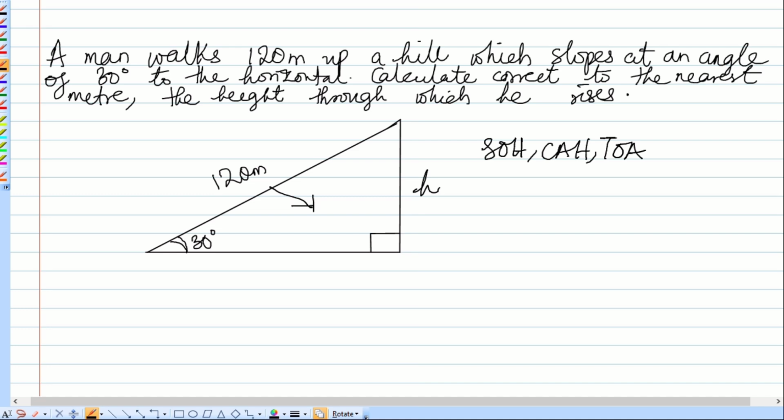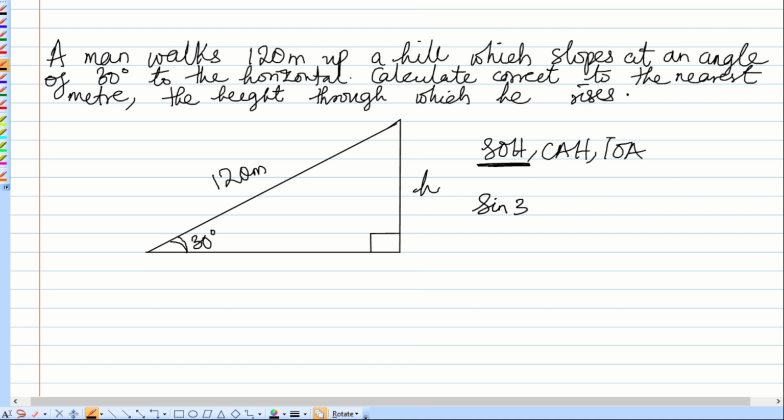So you see that this 120 will be the hypotenuse because it's the side facing the right angle, while the height through which he rises is the opposite side since it's facing the angle 30 degrees. So we're going to ask ourselves, which of the trig ratios have the opposite side and the hypotenuse? You see that will be our SO. So we're going to use sine.